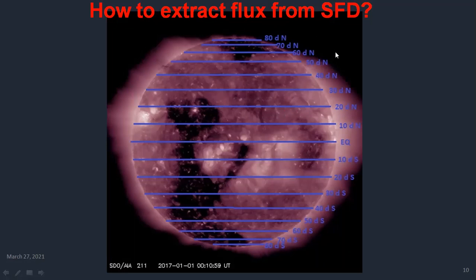Now I will discuss what the meaning of flux is here. The mean of all pixel values corresponding to each latitude is called the flux. So we extract the latitudinal flux from the images and convert it into a time series.